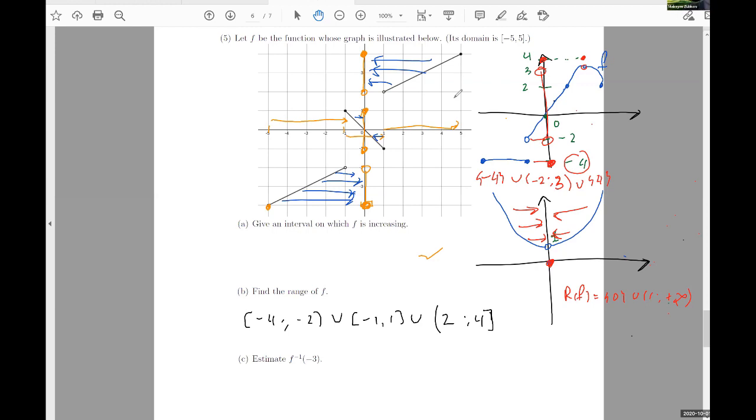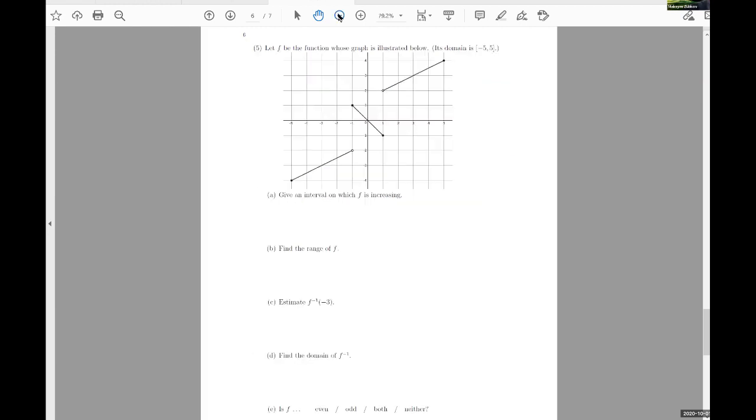So I hope these two examples were helpful for you. For part C, we want to estimate f inverse of -3. So to estimate f inverse of -3, let's try to rephrase this using English. I'm going to use two approaches. The first approach: the input for f inverse is going to be the range of your function, and the output is going to be the domain. And we are asking, for which output -3, what input do I need to take to get the output to be equal to -3?